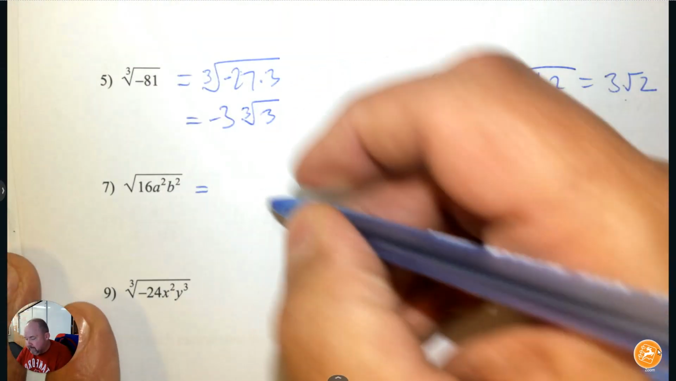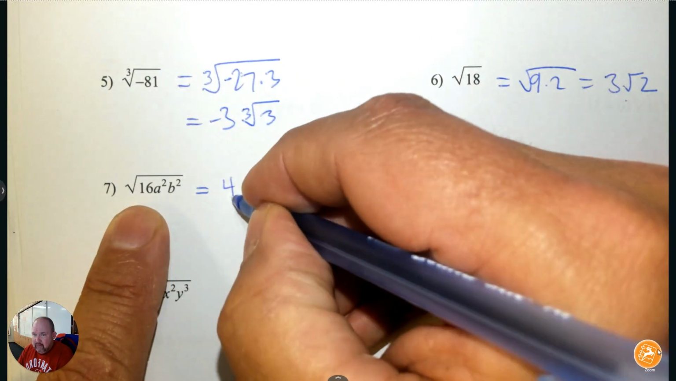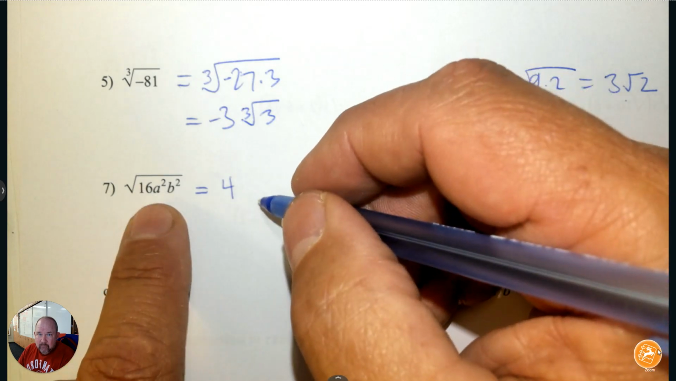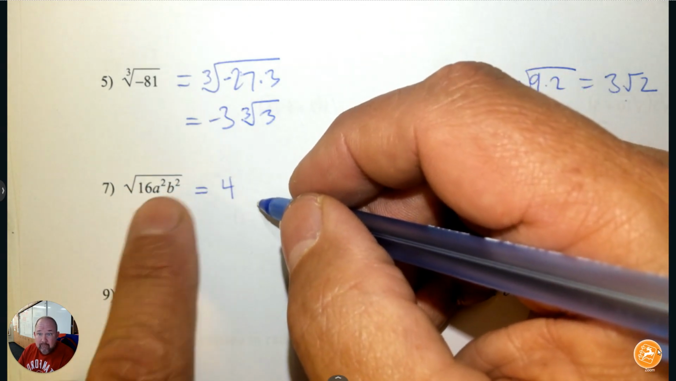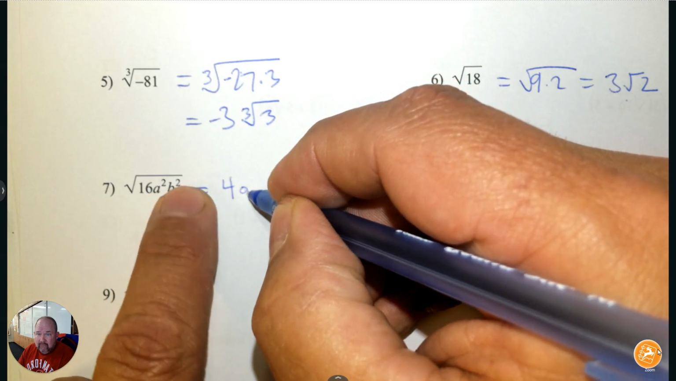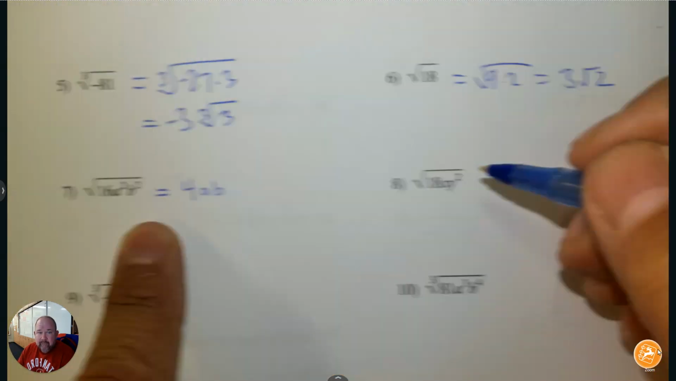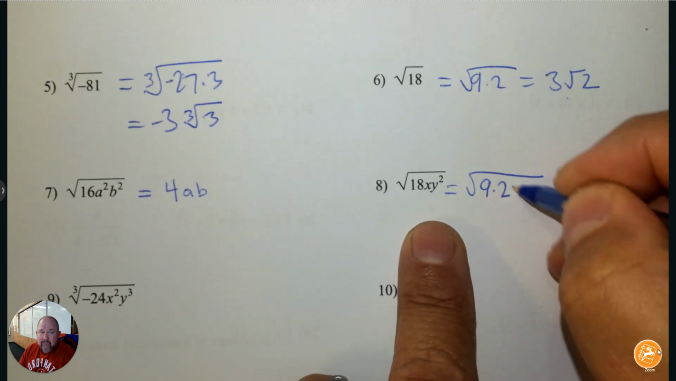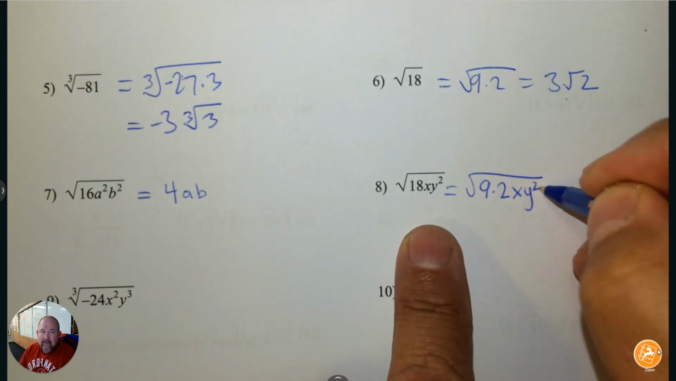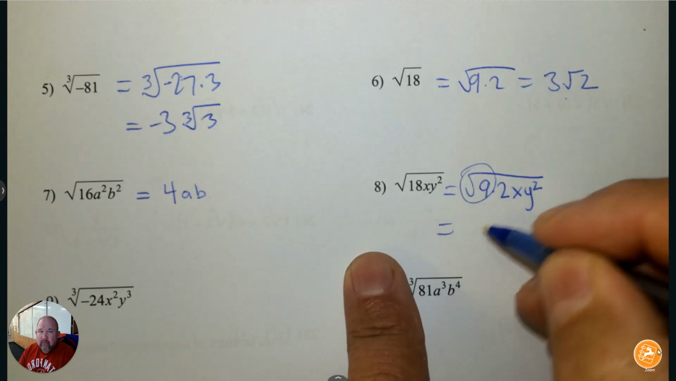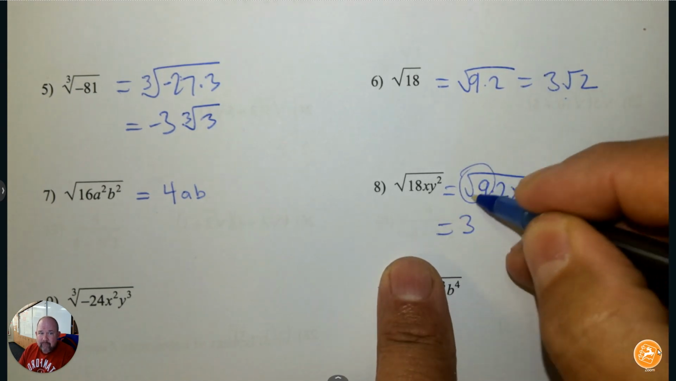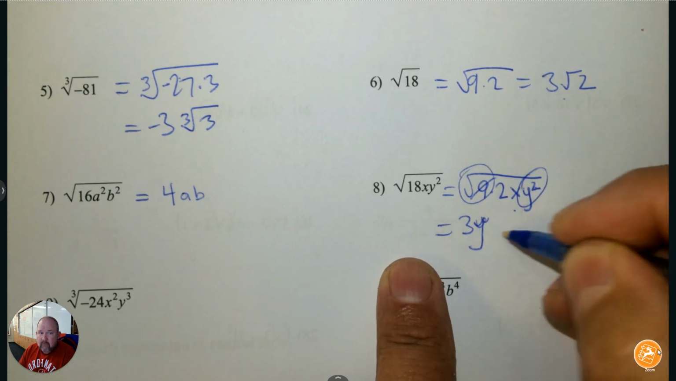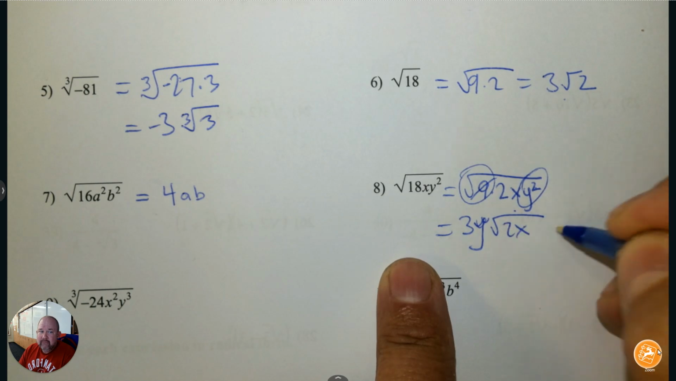Can we do some algebra? When you square root algebra, you take the exponent and divide it by 2. So these have to be even numbers, which they are. So divide by 2, that's 1a. Divide by 2, that's 1b. Here we're going to simplify 18. 9 times 2. X cannot be simplified, and then y squared. So the square root of 9 is 3. The square root of y squared, divide by 2, is y. And then 2x is left that I can't simplify.